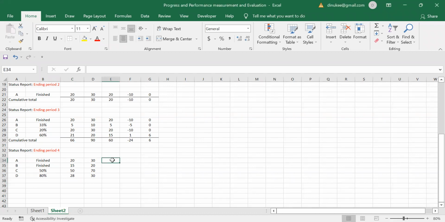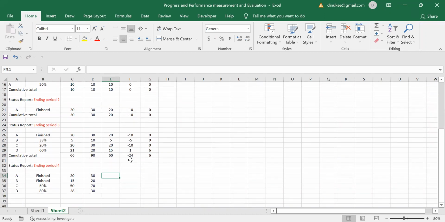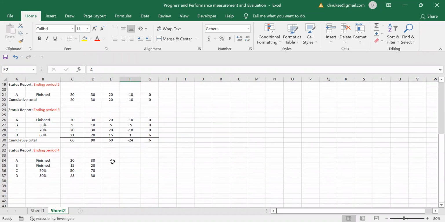So now I'm going to calculate what? Now I'm going to calculate the planned value. So planned value. What is the planned value now I'm going to calculate? For the ending period 4, what is the planned value? So ending period 4 means this. For the ending period 4, what is the planned value for the activity A? It should be 20, right? It should be 20 here.